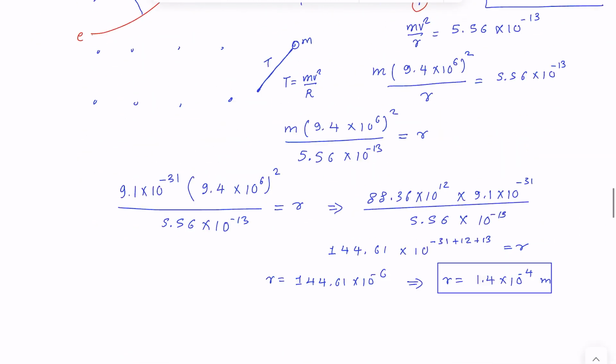That's question 5 for you. And this is also an important one. Make sure you do it and understand it completely.